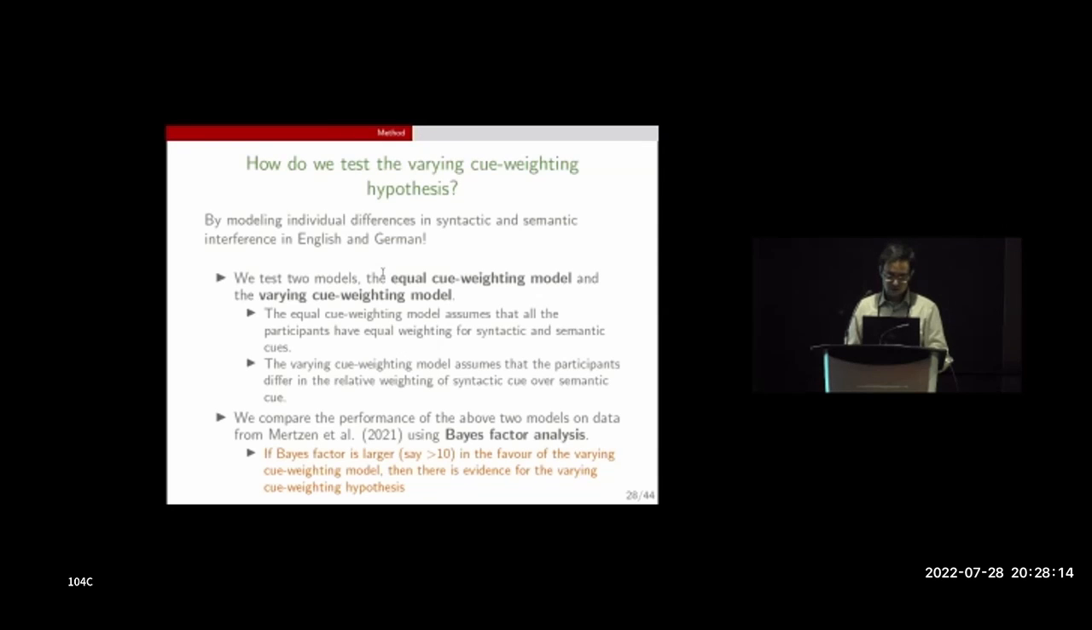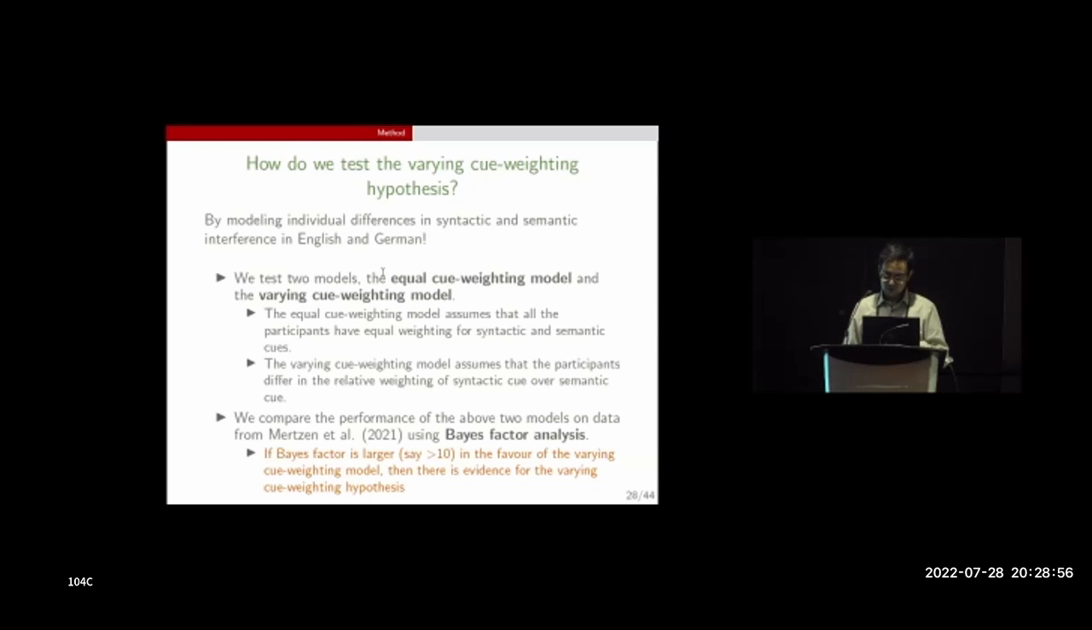So how do we test this hypothesis? We are going to model individual differences in syntactic and semantic interference in these two languages as parametric variation in the Q weighting parameter of the Q-based retrieval model. So we are going to test two models, the varying Q weighting model and the equal Q weighting model. The equal Q weighting model assumes that all the participants have equal weighting for syntactic and semantic cues. Precisely, the assumption is that if there is any difference in syntactic and semantic interference, it should be just because of differences in reading speed, not because of differences in Q weighting.